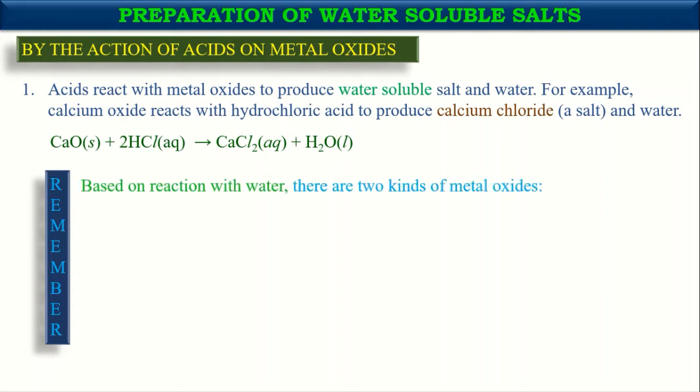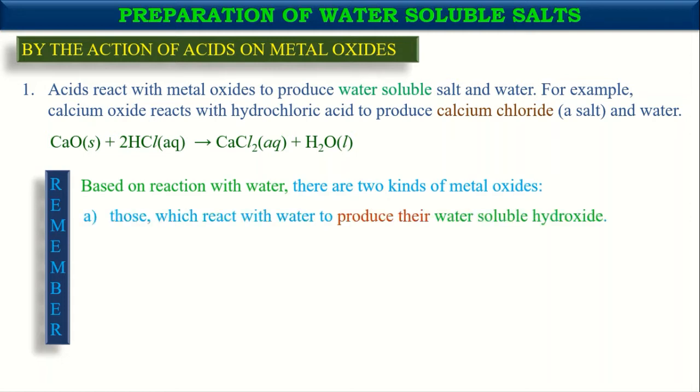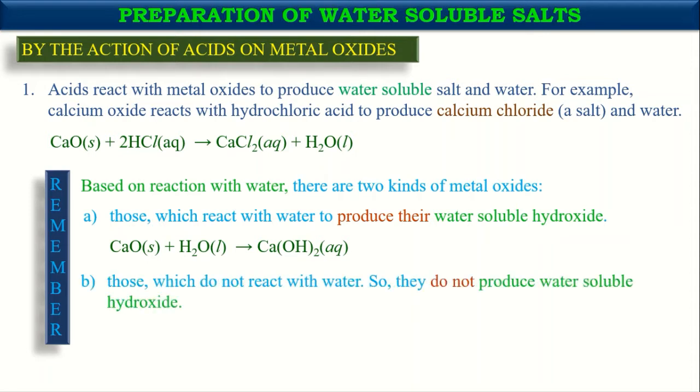Remember that based on reaction with water, there are two kinds of metal oxide. Number one, those which react with water to produce their water-soluble hydroxide. For example, calcium oxide reacts with water to produce calcium hydroxide, that is slightly soluble in water.